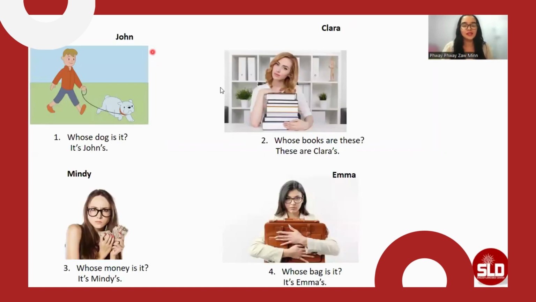Okay, so let's look at these pictures here. We have John here with his dog. To ask a question about possession, we ask, whose dog is it? It's John's. Or here we've got Clara. Whose books are these? These are Clara's. Or Mindy here. Whose money is it? It's Mindy's. Or the last one here, we've got Emma. Whose bag is it? We answer, it's Emma's.